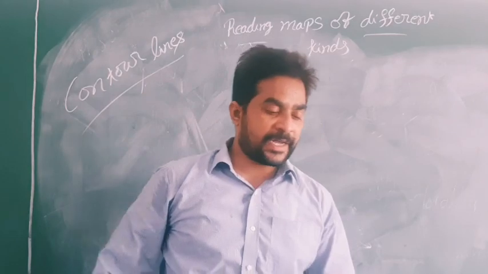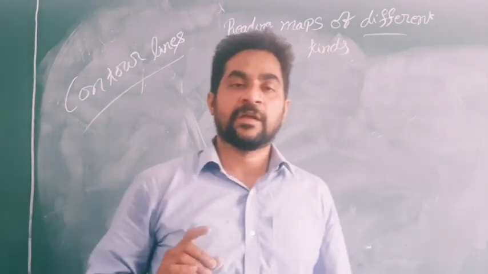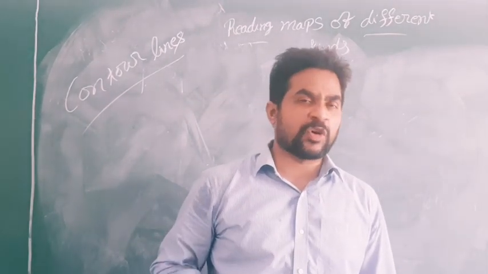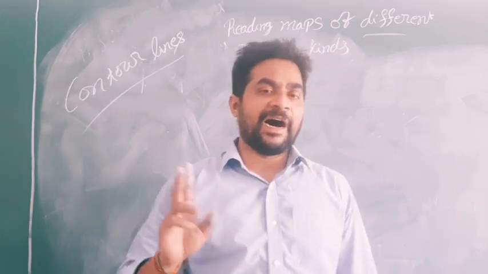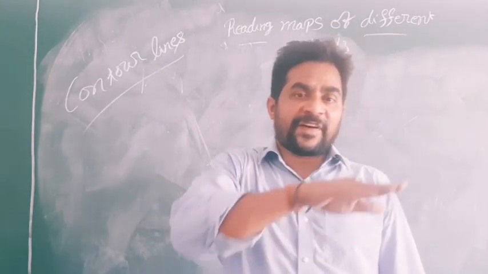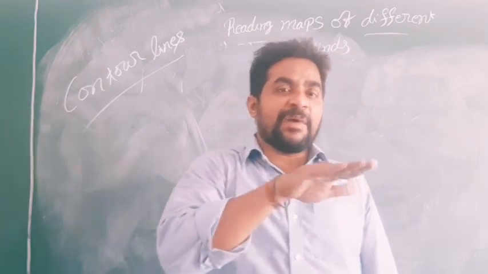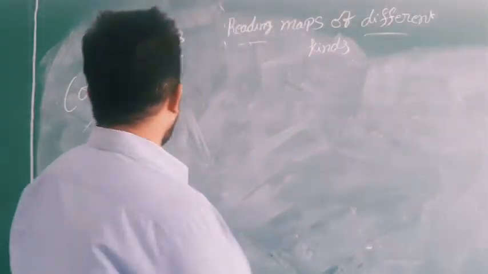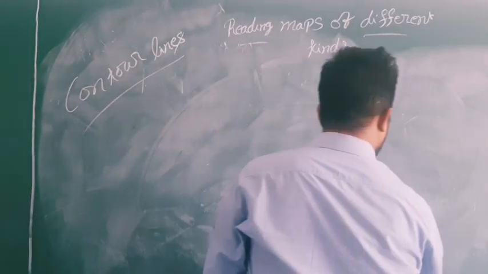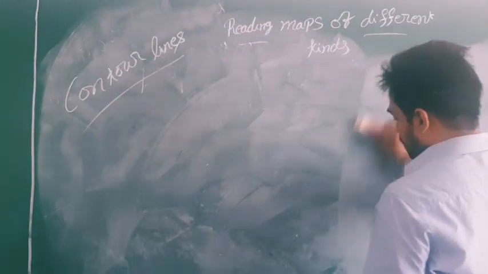What is meant by contour lines? Contour lines are lines drawn on the map for connecting places of the same height. Now I am giving you one example. Try to understand this example, then you can get it.